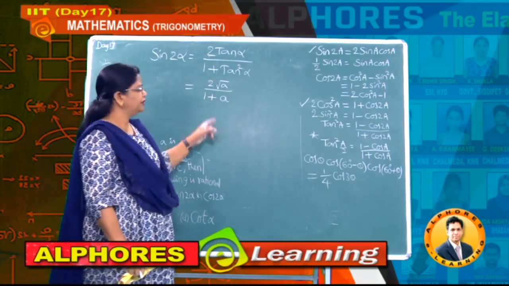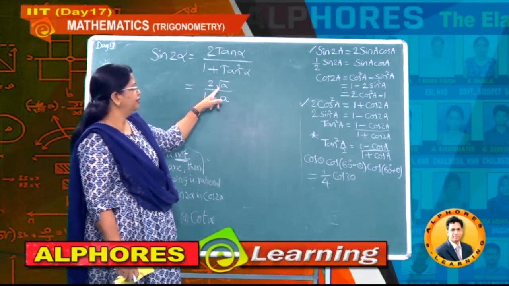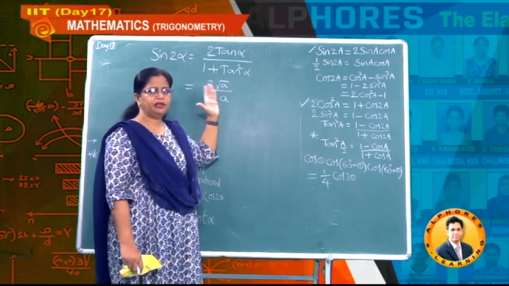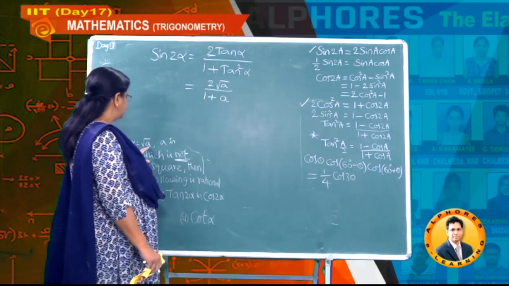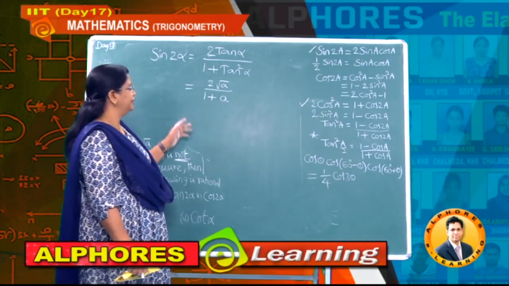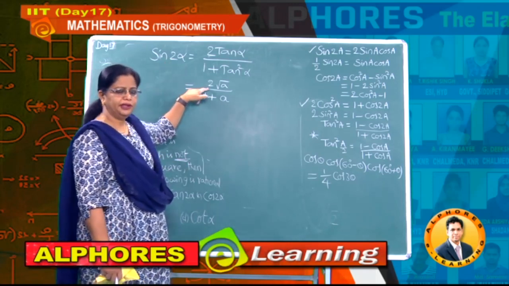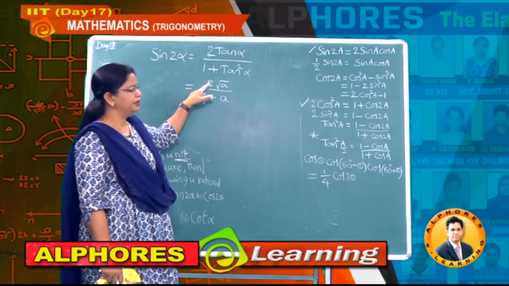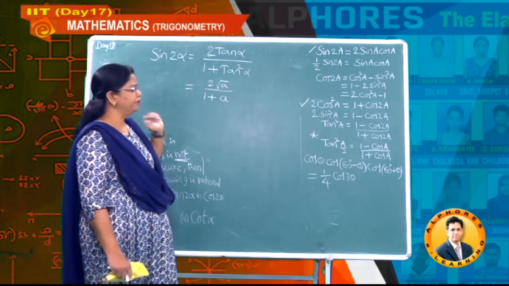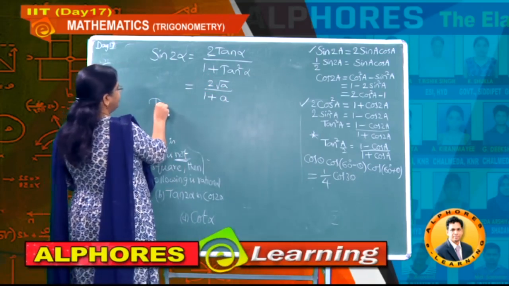Now you can observe 1 plus a is a completely rational value, but root a here is definitely an irrational value. What is the reason? Because they said a is rational which is not a perfect square. Hence what is the conclusion? sin 2 alpha is an irrational value as long as a is not a perfect square. Okay, and let us observe in the same way the next value, tan 2 alpha.